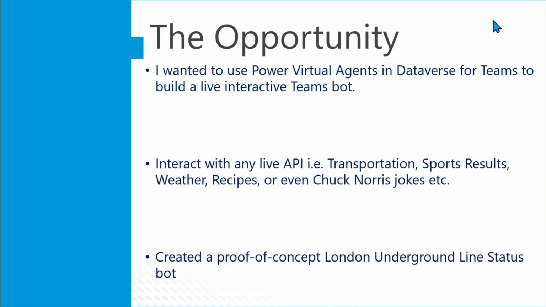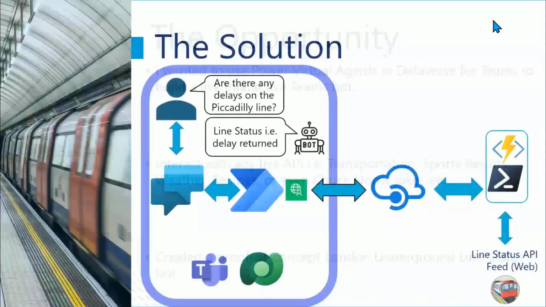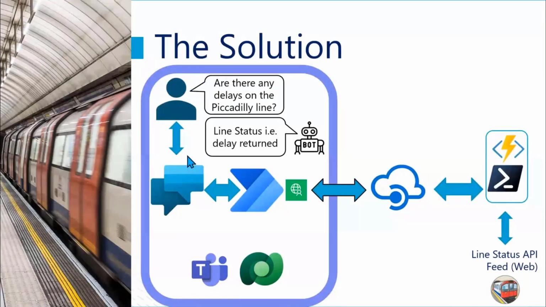So you may recall a previous demo I did on the London Underground, where I created a live interactive London Underground line status board that used Power Automate and SharePoint view formatting. Over the Christmas period, much to the annoyance of my wife, I decided to spend time extending my previous London Underground theme and created a proof of concept London Underground line status bot. I will now use this diagram to explain the solution.